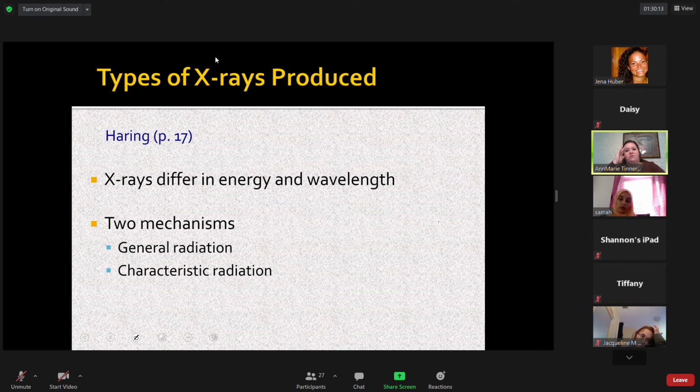All right, so X-rays differ in energy and wavelength. What type of wavelength do we want? Short. Short wavelength, because what type of penetrating power do short wavelengths have? High. Okay, good. All right, so this happens through 2 mechanisms, general radiation and characteristic radiation.